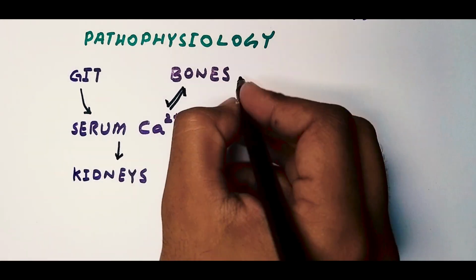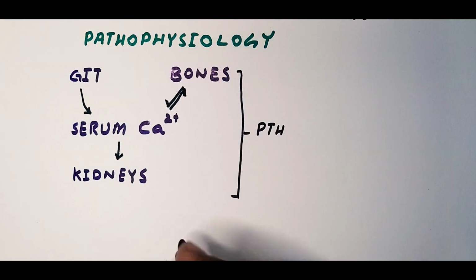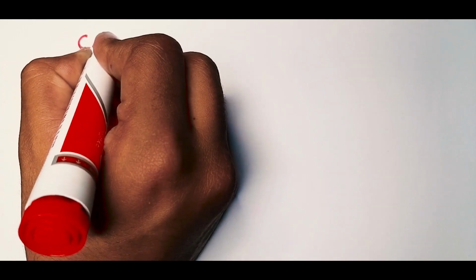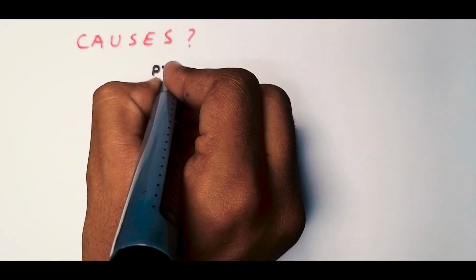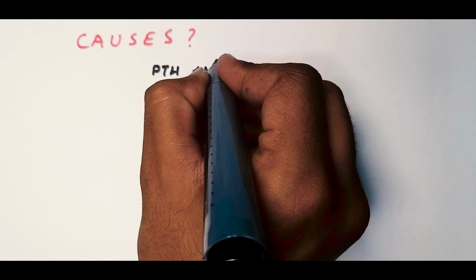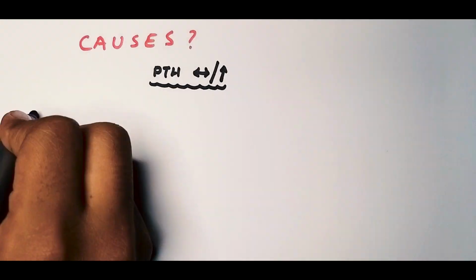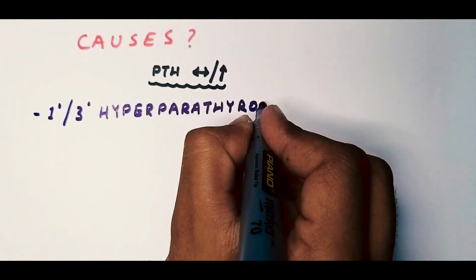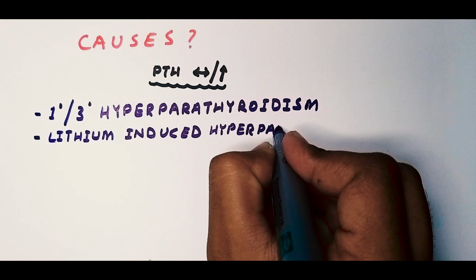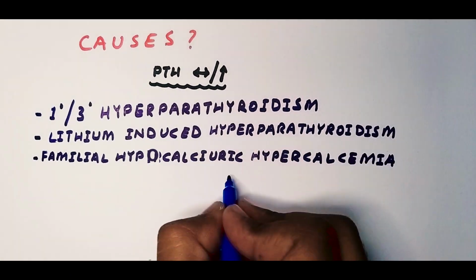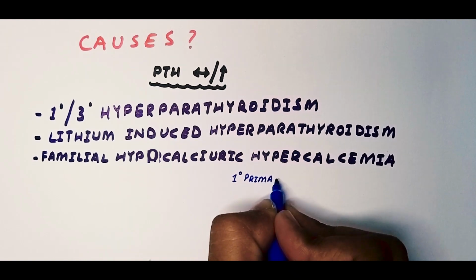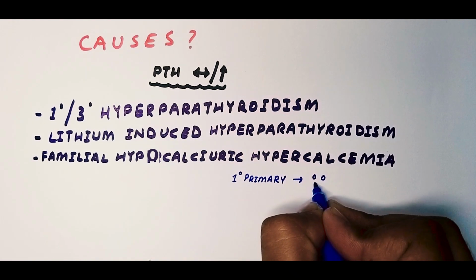And all of this is regulated in the background by the parathyroid hormone. Causes can be categorized based on whether the parathyroid hormone is increased or decreased while in the presence of hypercalcemia. When the parathyroid hormone is either normal or increased, it could be due to primary or tertiary hyperparathyroidism, lithium-induced hyperparathyroidism, and familial hypocalciuric hypercalcemia. It's important to note the differences between primary, secondary, and tertiary hyperparathyroidism.